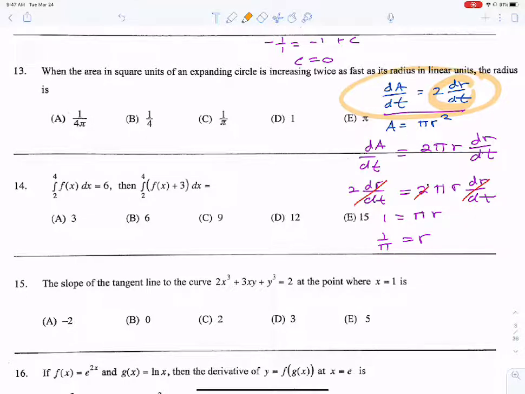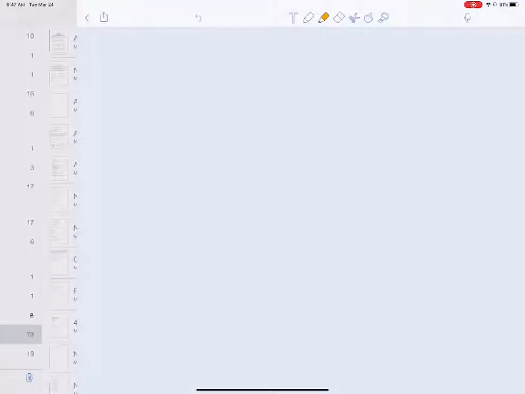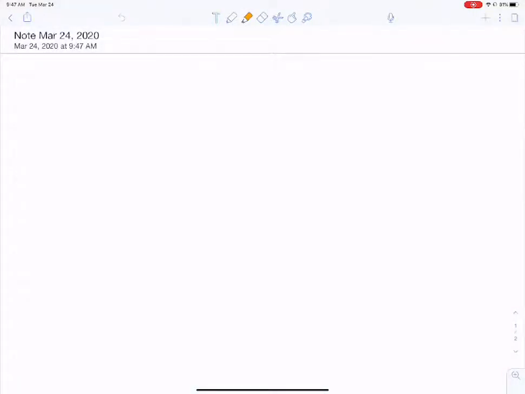Let's see. What are we saying? The slope of the tangent line to the curve, this curve. So let's make sure I copy it down, 3xy plus y cubed equals 2 at the point x equals 1. Okay, so let's go find out what that is. Let's do that on a clean sheet where I have plenty of room. If I copy anything down wrong, please let me know. I'm doing it from a separate sheet here. So 2x cubed plus 3xy plus y cubed equals 2.